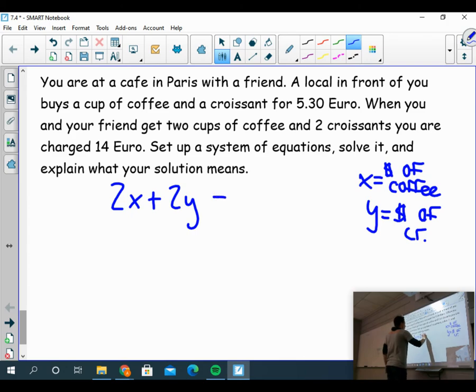And we paid 14 euro for those. But the local in front of us also bought a cup of coffee and a croissant, which we've already said the cost for those are X and Y.